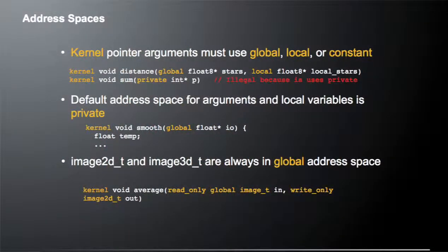Now there are actually several different address spaces in OpenCL, and it's quite important which address space you're using. Kernel pointer arguments must use global, local, or constant. They cannot use private pointers, because that private pointer goes to every work item, and as you know, private memory is dedicated to a single work item. So it doesn't make sense to pass in a private address as an argument to a kernel. If you look at the second example under the first bullet point, where we say kernel void sum private int star, that's illegal because you cannot pass a private pointer into a kernel.